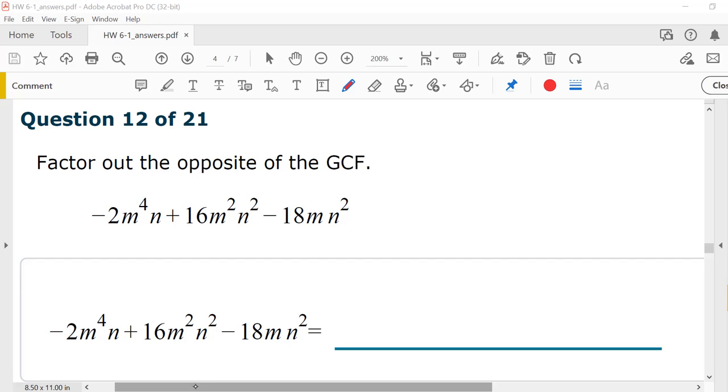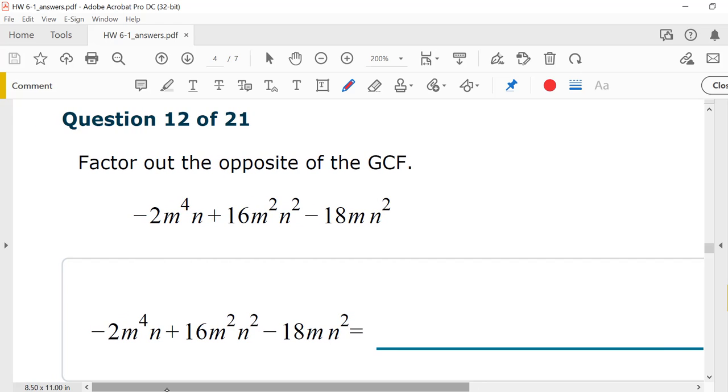Okay, question number 12 says to factor out the opposite of the GCF. If I look at the numbers 2, 16, and 18, the GCF would be 2. I'm going to pull out a 2. Now if I look at the variables, I have an m to the fourth, an m squared, and an m. So the biggest I can pull out is just an m.